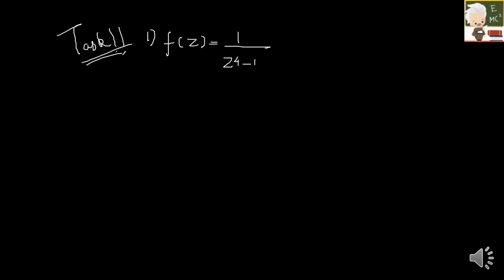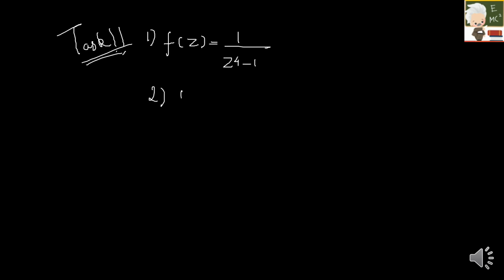So let me give a few problems as a task. And today there are a lot of problems. So while doing this task, try to write your singular points separately and your poles separately initially. And then after solving 5 to 6 sums, you can do it directly. Okay. So the first question is f of z is equal to 1 by z power 4 minus 1.